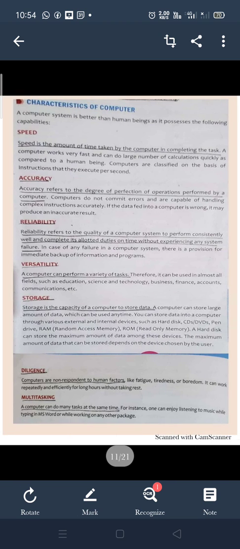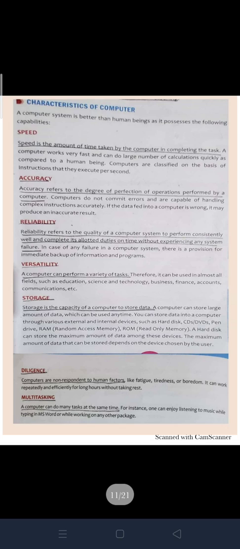scientists are heading towards making robots also, which could behave like human beings and can give decisions also. That is a limitation of a computer. They cannot think on their own, but scientists are working towards making such computers which can think on their own. Okay, that is artificial intelligence. Now let us move on to the next topic, that is characteristics of computer, that is the qualities of computer.